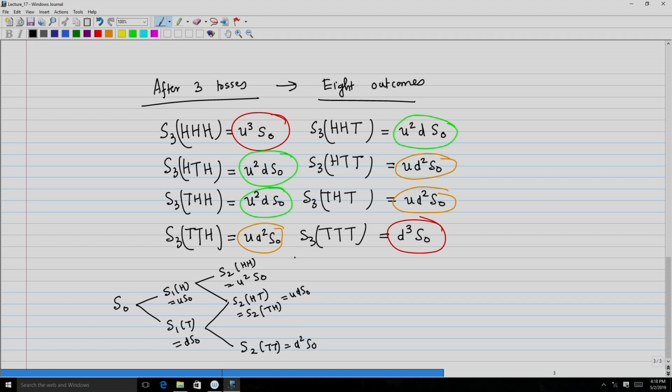So, likewise from here we will get S3 of HHH, which is u cube S naught, okay. And likewise we will get S3 of HHT, which is u square d S naught, and likewise you can generate the entire tree based on whatever observations we have made here.